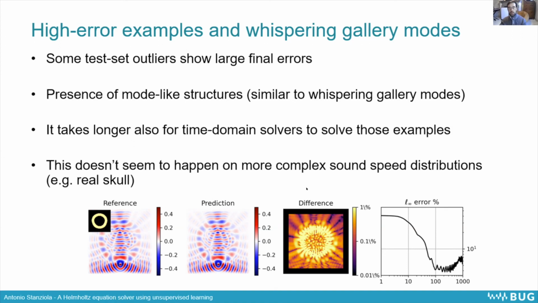But interestingly, the examples for which the network fails are very well geometrically defined examples, like this one, where the speed of sound map is pretty much a circle. And interestingly, the time domain solver also takes much longer to reach steady state in those cases. So there's possibly a physical reason behind why those problems are complex. Also, this doesn't really seem to happen with much more complex speed of sound distributions, like the real skull that I've shown before.